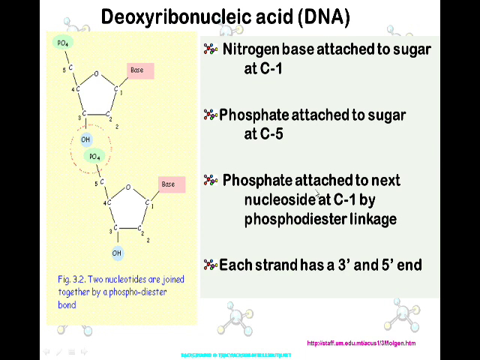And now my phosphate is going to attach to the next component by what we call a phosphodiester linkage. It's a bond that forms between the phosphate in this molecule and the OH group here. And we're doing a dehydration synthesis, just like we did before. Pull out a water molecule, make a bond.